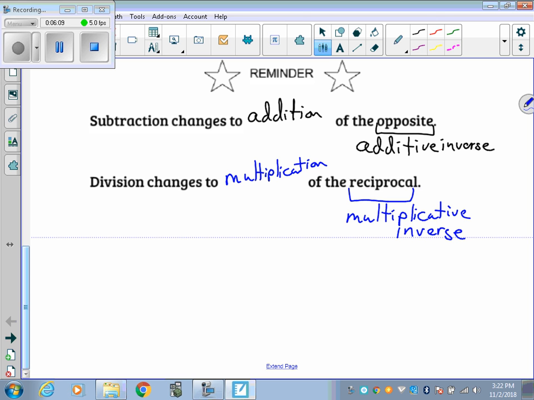And we can change addition into subtraction. We can change subtraction into addition. We can change division into multiplication and multiplication into division. Keep that in mind.